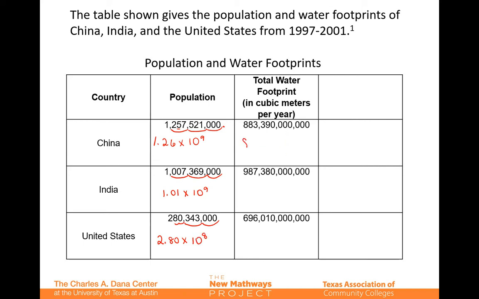This is 8.83 times 10 to the 11th. That's 3, 6, 9, 10, 11. 9.87 times 10 to the 11th. And 6.96 times 10 to the 11th.